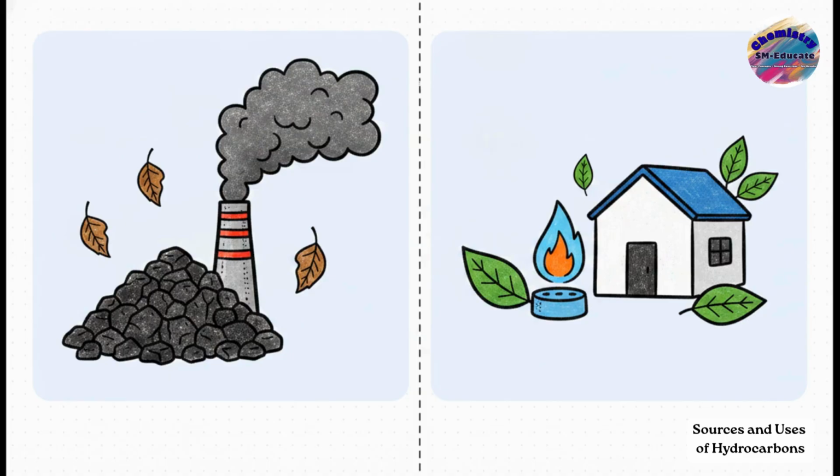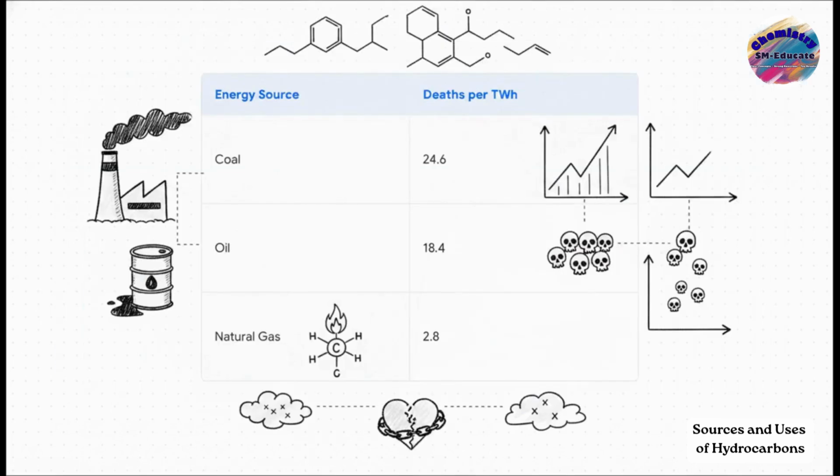LPG, on the other hand, which comes from petroleum or natural gas, provides a significantly cleaner domestic burn. It's just a vastly less polluting option for things like household heating and cooking. And this leads us straight to the real human cost of energy policy.